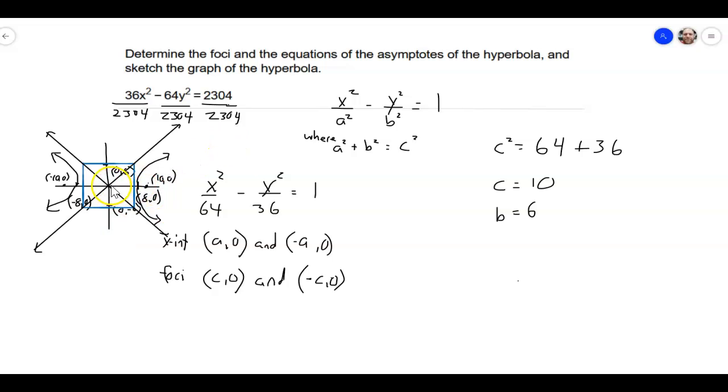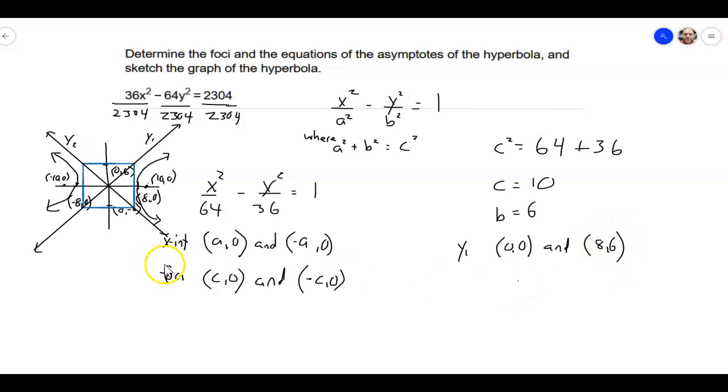Well, we know that they go through the center, so we're going to use that point 0, 0. We also know they go through the corners, right? So that's going to be up 6 and to the right 8. So we'll call this one y1, we'll call this one y2. So I know that y1 goes through the points 0, 0, and 8, 6.